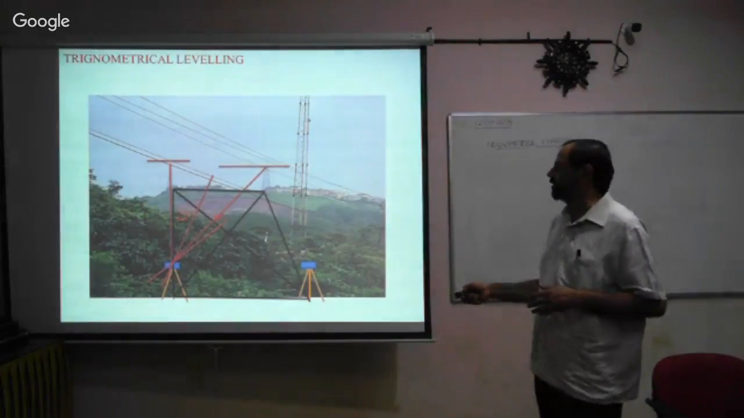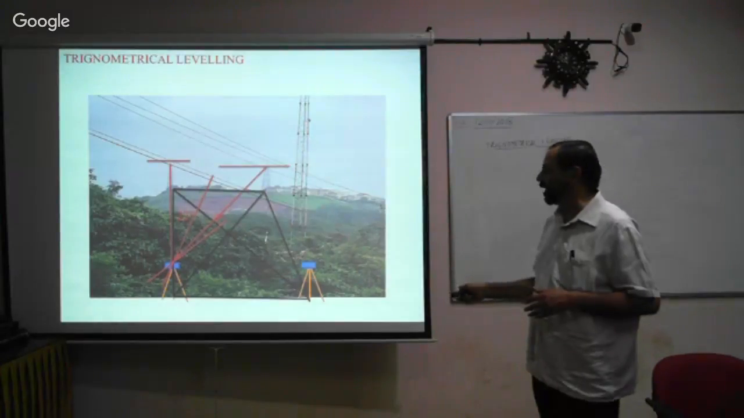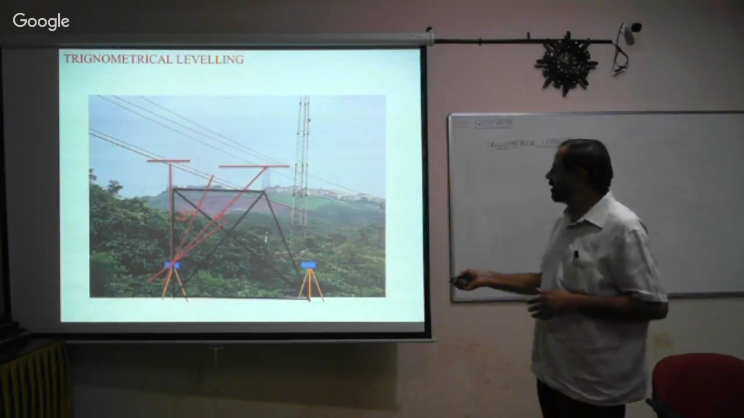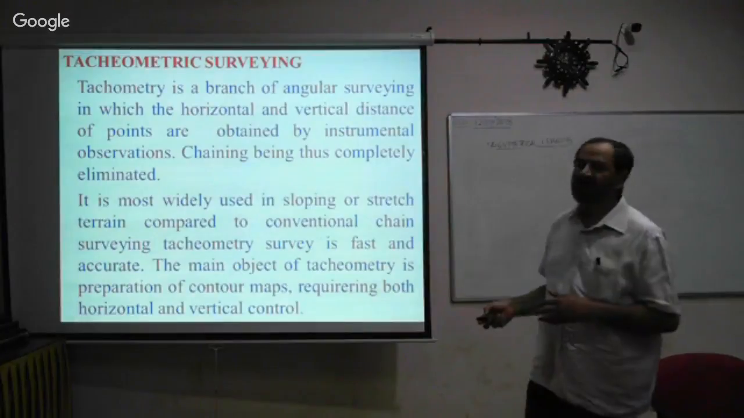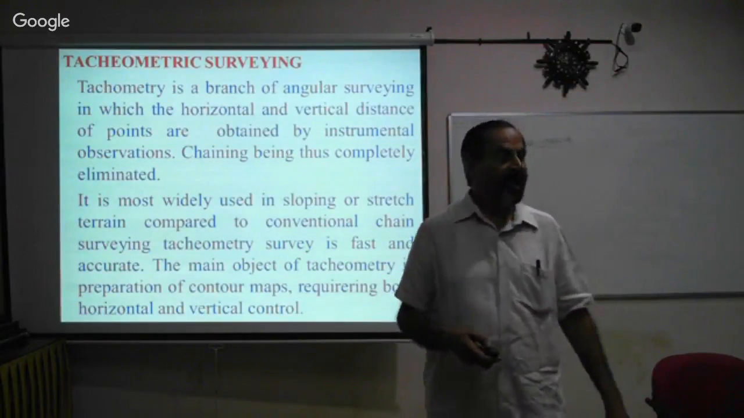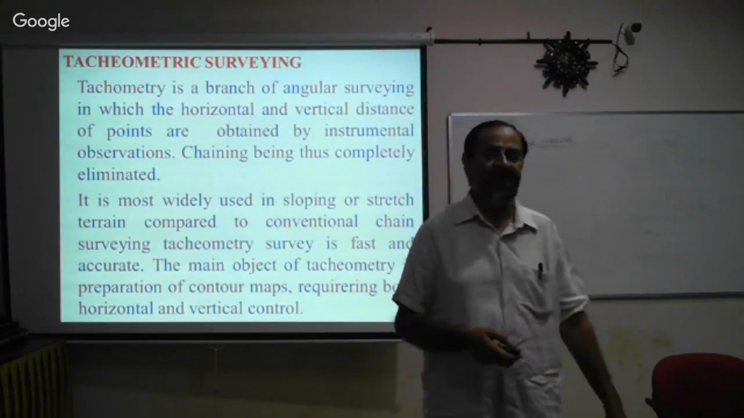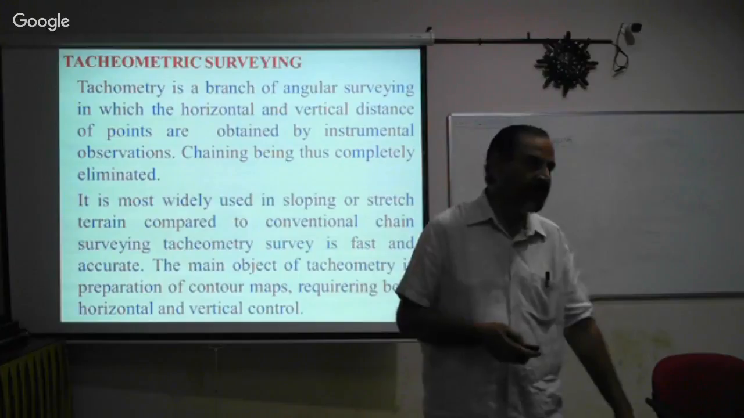Now see, that is the same thing. Vertical angle, how we have measured, is shown diagrammatically here, so don't worry about it. Now let us discuss tacheometric surveying. I will give the fundamentals. We will discuss it.